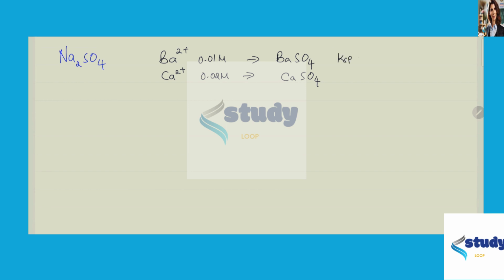KSP for barium sulfate appears to be 1.1 times 10 to negative 10, and KSP for calcium sulfate appears to be 2.4 times 10 to negative 5. So therefore, we are clearly seeing that barium sulfate has a lower KSP compared to calcium sulfate. So therefore, we are thinking that barium ions will be the first one to precipitate.